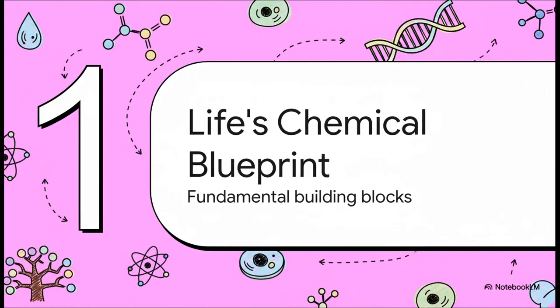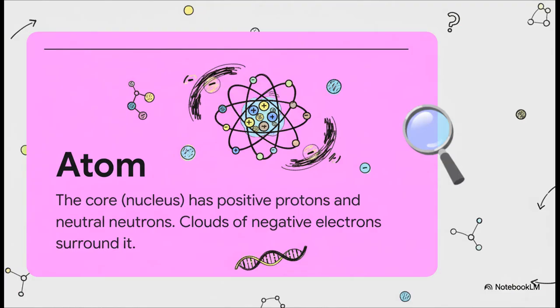All right, first up, life's chemical blueprint. See, before you can have any biology, you've got to have chemistry. Everything, and I mean everything in the living world is built from these fundamental blocks. And the most fundamental block of all, the atom. It's so simple, yet so powerful.